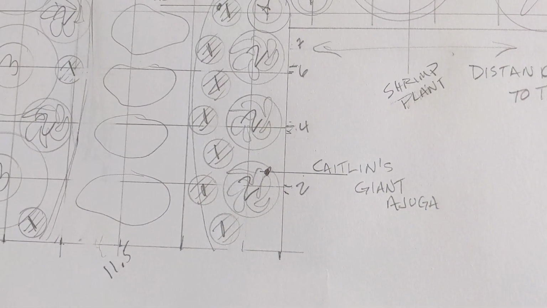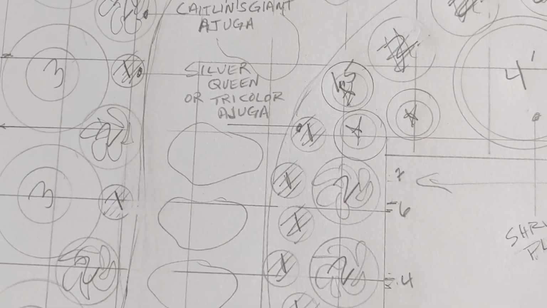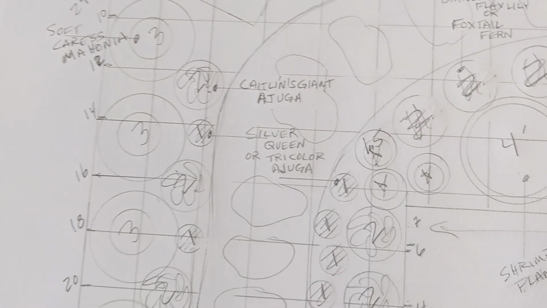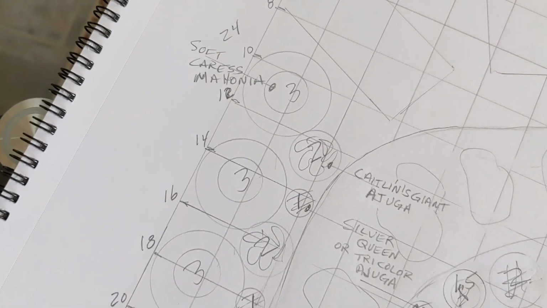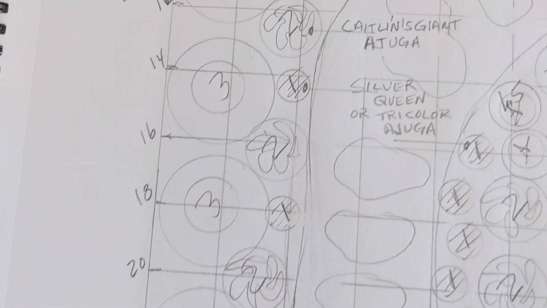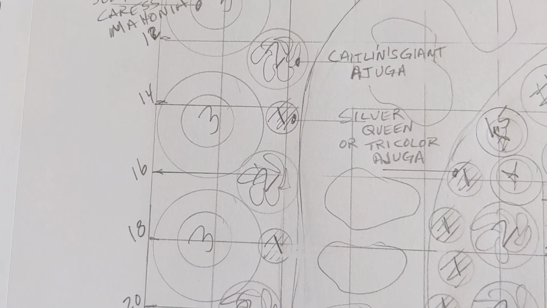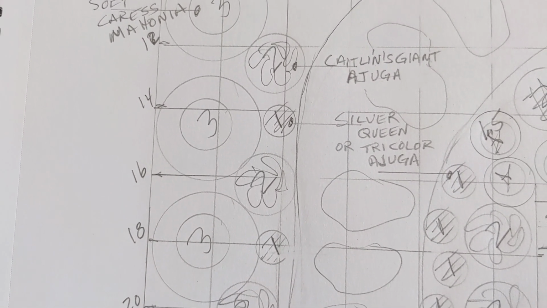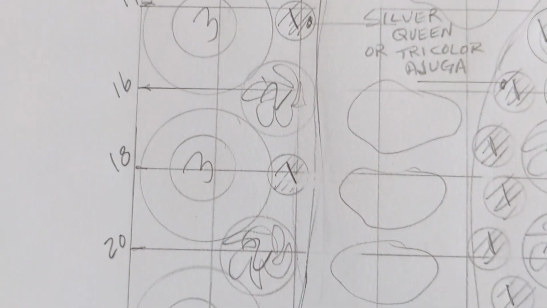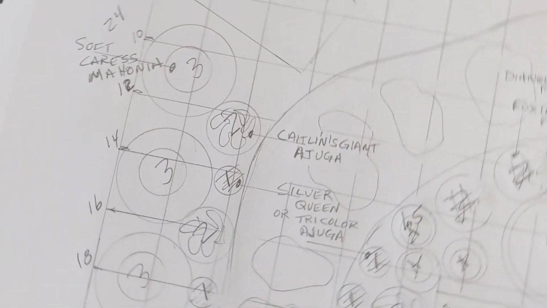This one would be the number 2, Caitlin's giant ajuga, number 1 would be the silver queen or tricolor ajuga, or burgundy would work as well. And I've done this all along the border. And so if you're doing this yourself, what you would do, and you can see if it's 3 feet wide and that is a 2-foot square, I'm going to take up 1.5 squares all around to create this 3-foot wide circle. Then I'm going to give a little room between each plant to make sure they can grow to maturity.